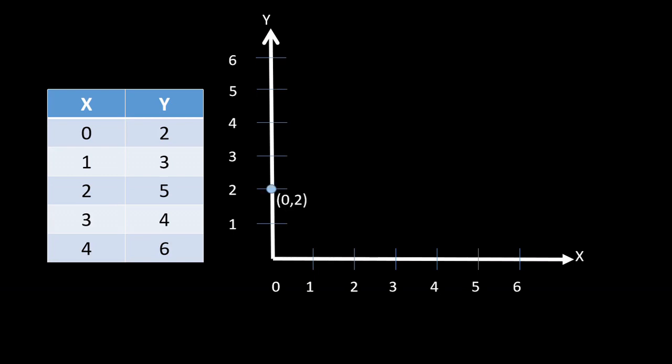This is the x-axis and this is the y-axis. Let us plot the first point 0, 2 on this graph. Similarly, we will plot all other values present in the data. Now our plotting is done.